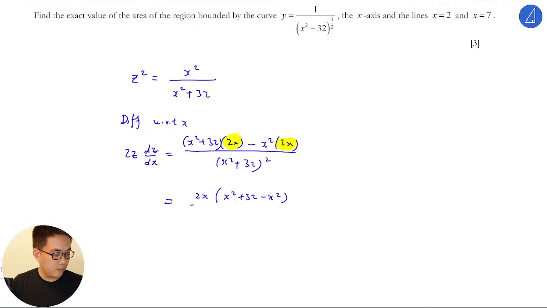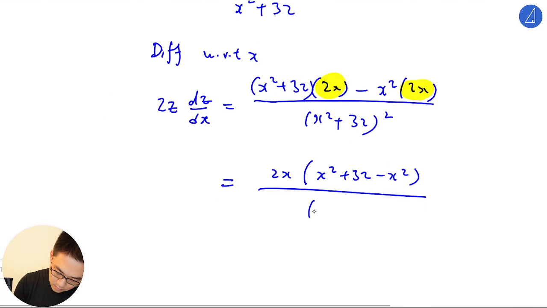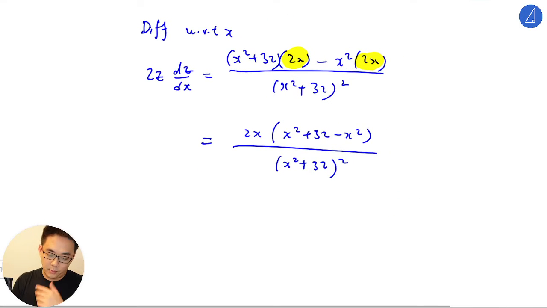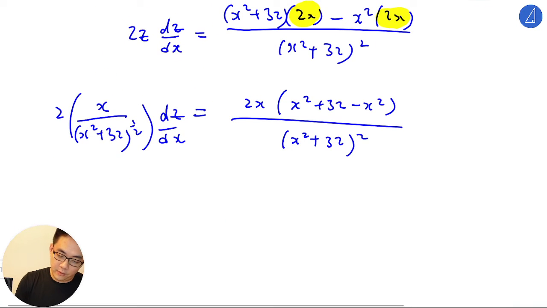Then I think this is pretty okay. Then the z, you just replace z back in. Z is this one. Then you can just cancel everything. That is good. Cancel, cancel, cancel. Wow.